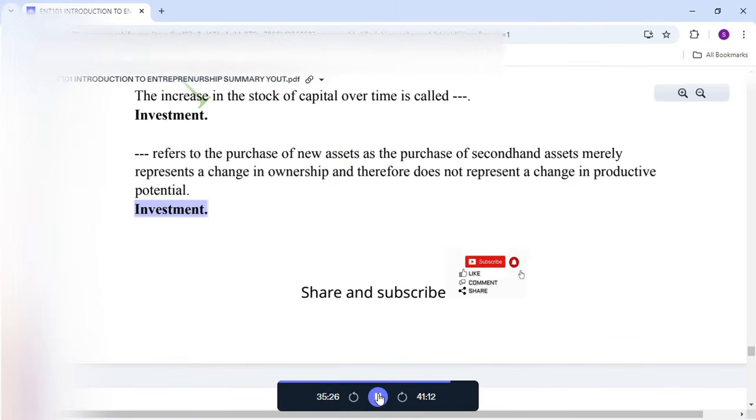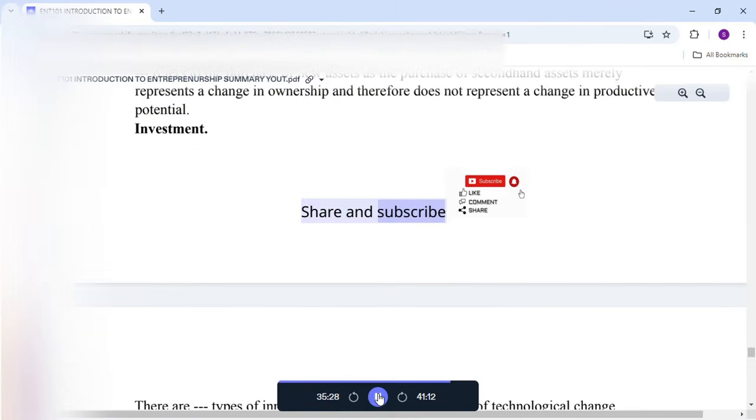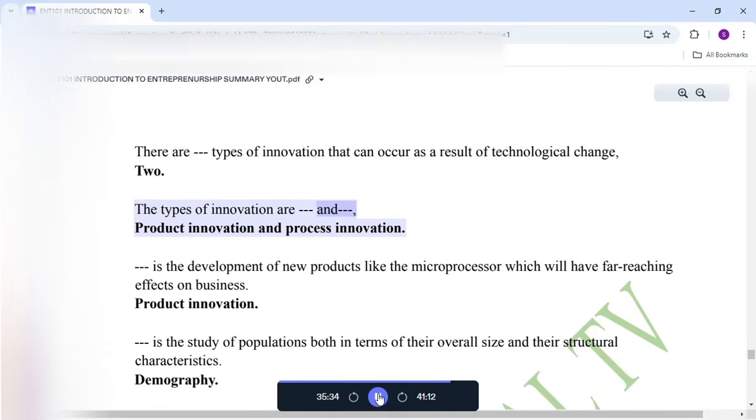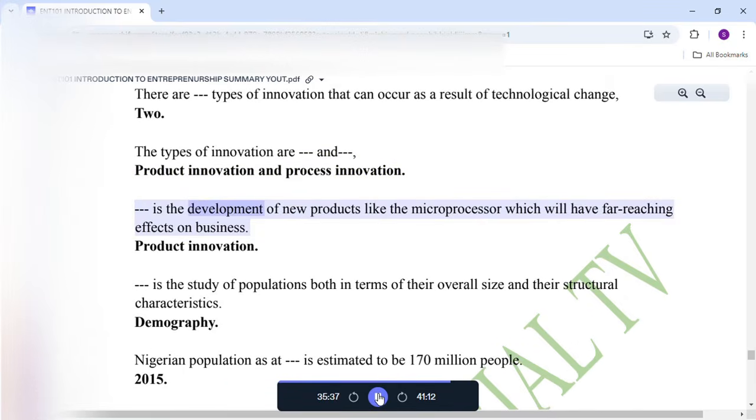There are types of innovation that can occur as a result of technological change, too. The types of innovation are product innovation and process innovation. Product innovation is the development of new products like the microprocessor, which will have far-reaching effects on business.